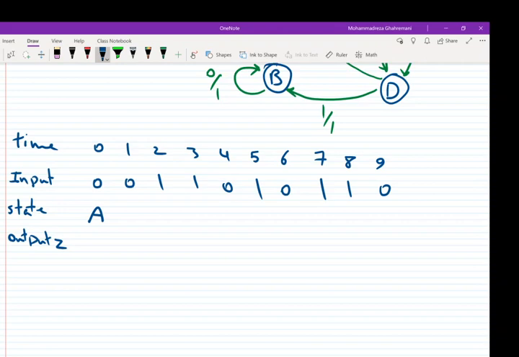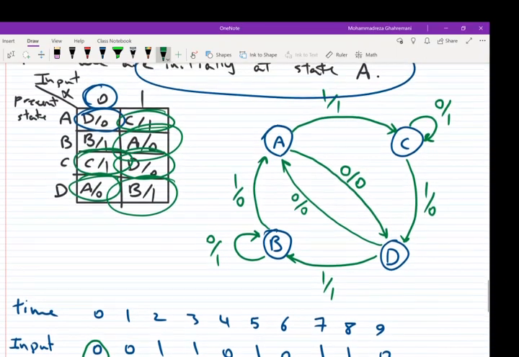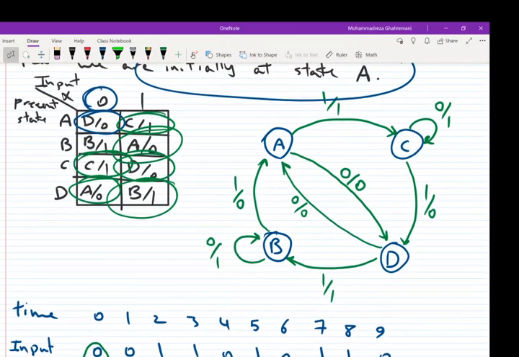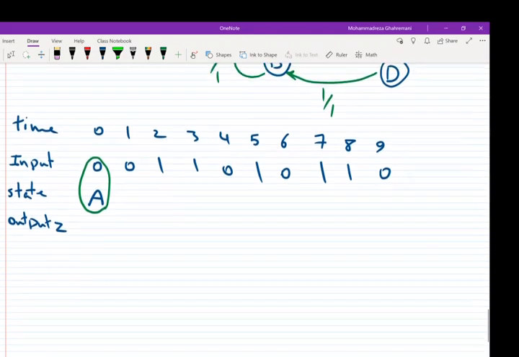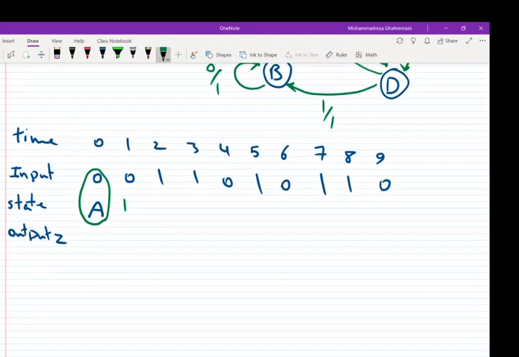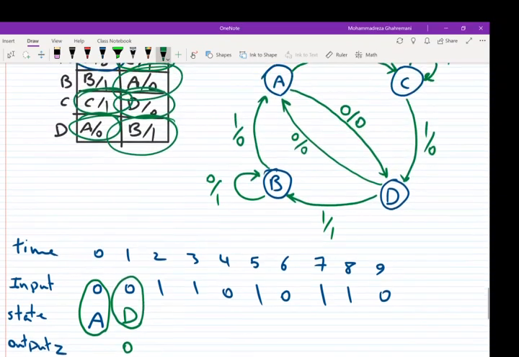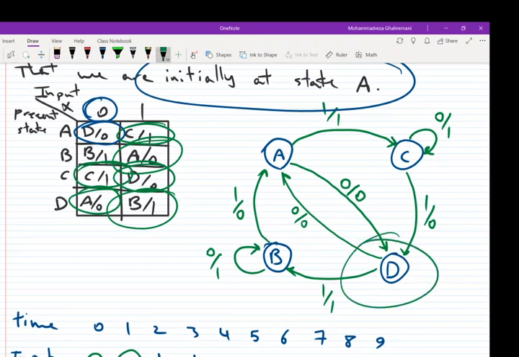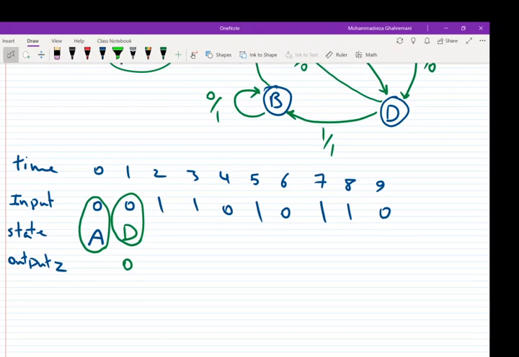And now let's solve it. It's very easy. We are in state A and input is 0. Let's look at the diagram. We are in state A, input is 0. What's going on? The next state will be D and the output will be 0. We are in state D, input is 0. We go back to state A and the output is 0.